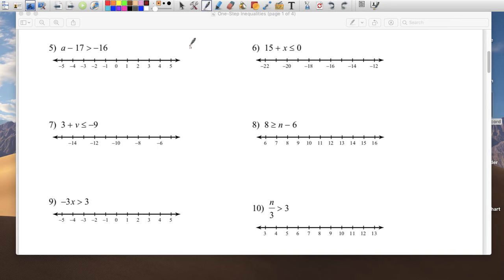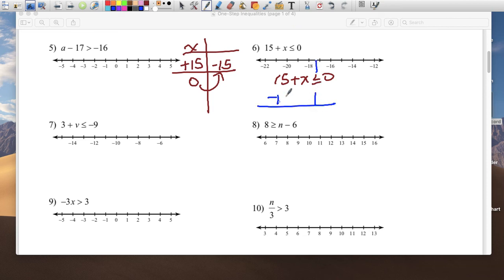So for 6, here's my variable, which is x. What's happening to my variable is plus 15, which gives you a 0. Going backwards, the inverse operation I'm going to do is minus 15. So I get 15 plus x less than or equal to 0. Let's subtract 15 from both sides: minus 15, minus 15. These cross out. x is less than or equal to negative 15. Wow, all of our answers have been negative. Let's graph that.